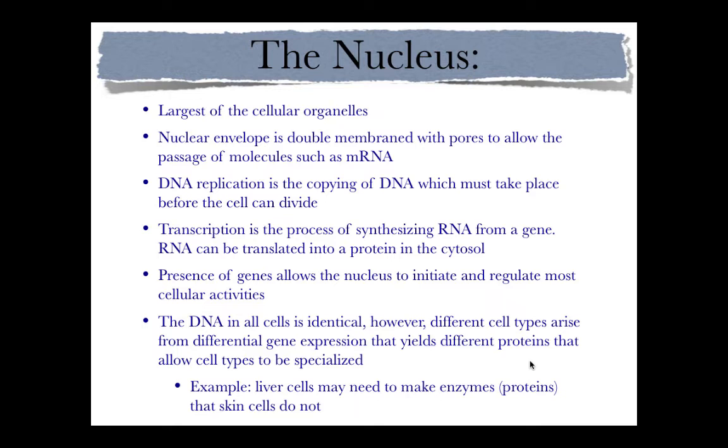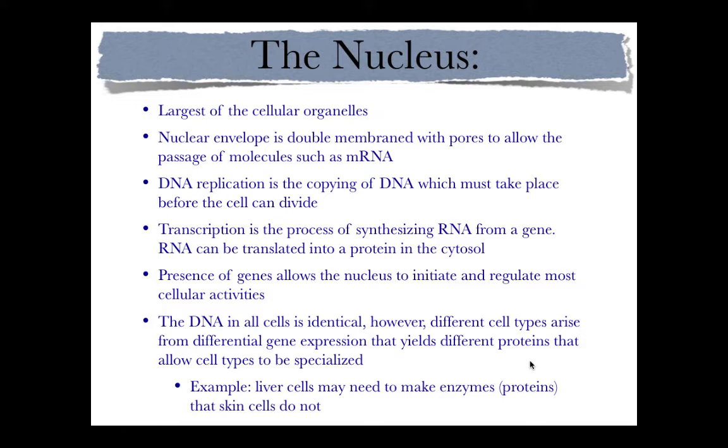Remember, here's some terminology. DNA replication is the copying of DNA, and that has to take place before a cell divides, right? We copy the DNA, and then both cells can have the genetic material that they need. And we said this before, transcription is the process of synthesizing RNA from a gene, and then the RNA can be translated. So basically we're changing the language from nucleic acids to amino acids, and that's how we end up with a protein. The presence of genes allows the nucleus to initiate and regulate most cellular activities. So we're going to talk about how it's regulated.